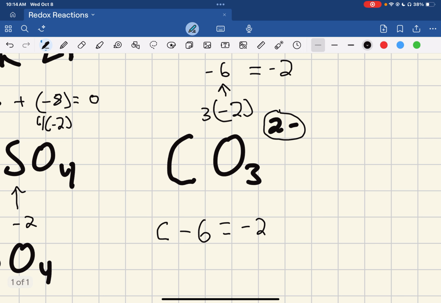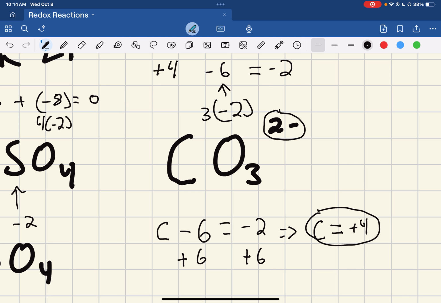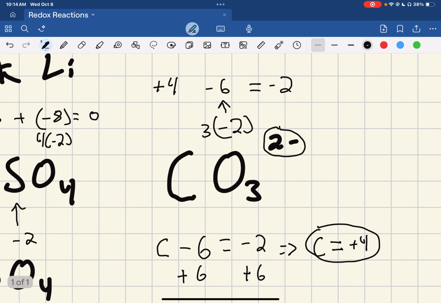Right? If I do the algebra for this, I'm going to add 6 to this side, add 6 to this side. That gives me a sum of carbon equals +4. So I just did it right there, which most of us will probably just do in our heads, but it's good to see it first so you can see where I'm actually getting this from. So carbon's oxidation number, since there's only one of them, is going to be +4. And when I do that, it gives me that -2.